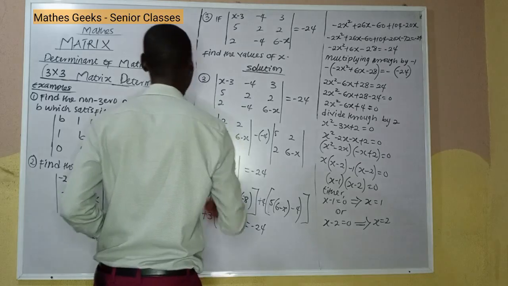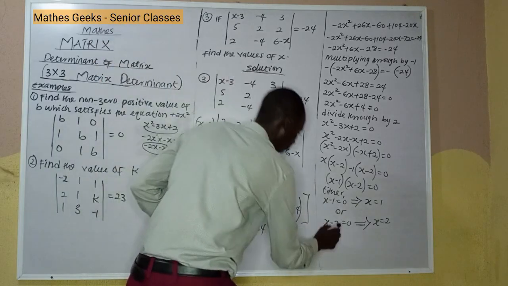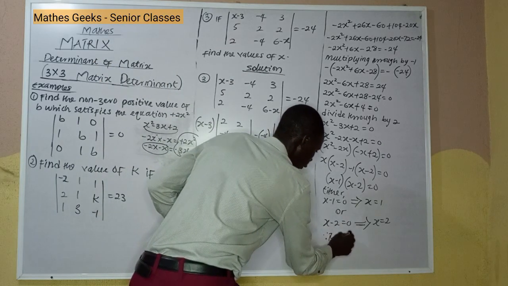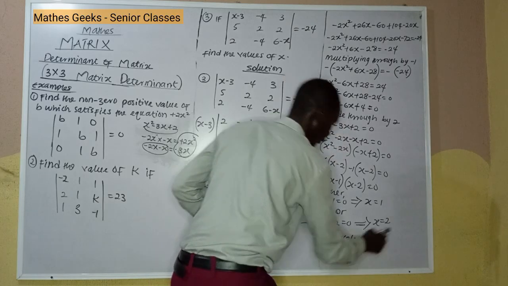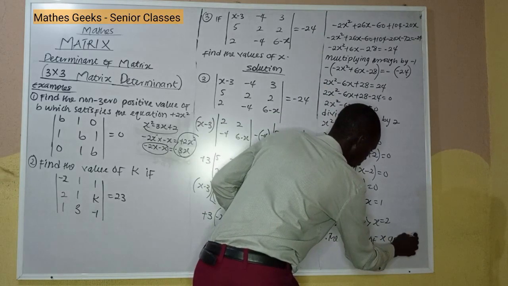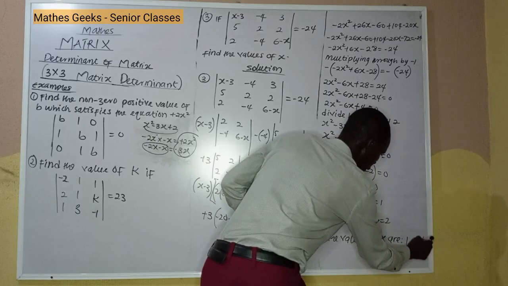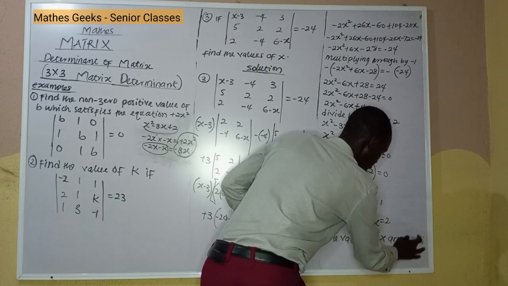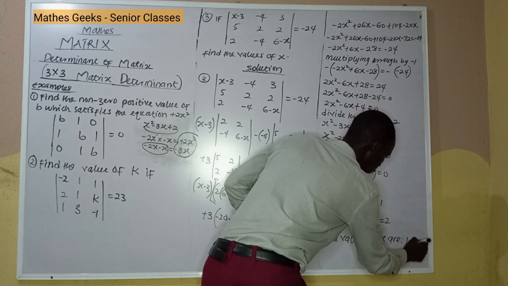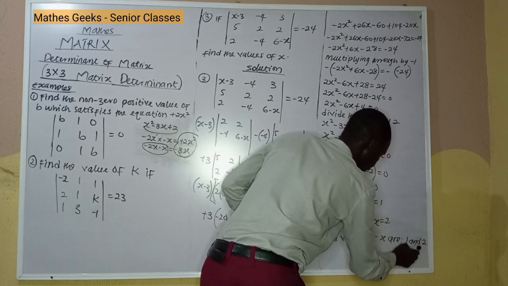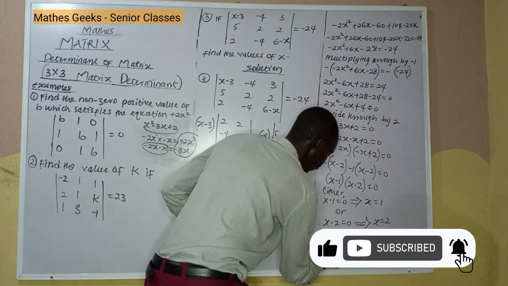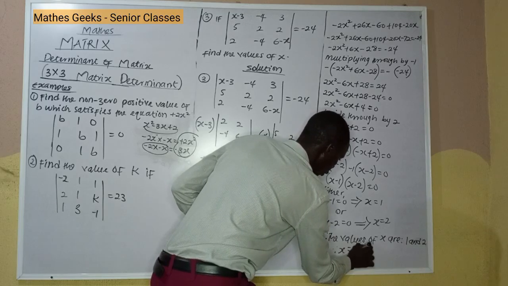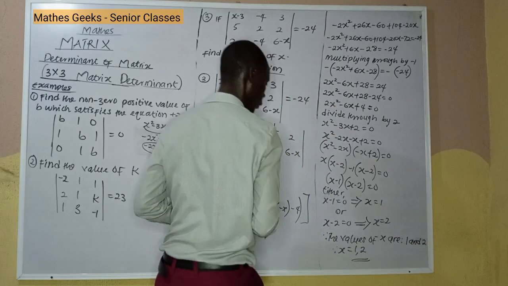Therefore, the values of x are 1 and 2. Well, we can see, therefore x equals 1, 2.